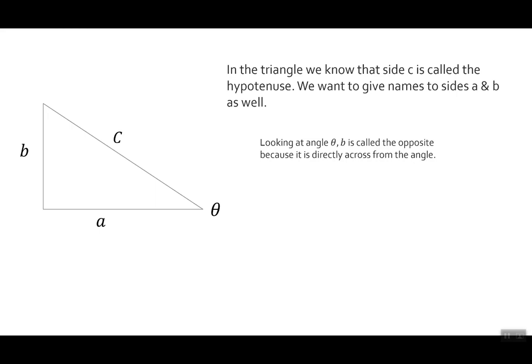Looking at angle theta, B is called the opposite because it is directly across from the angle. Again, looking from angle theta, A is called the adjacent because it is beside the angle.